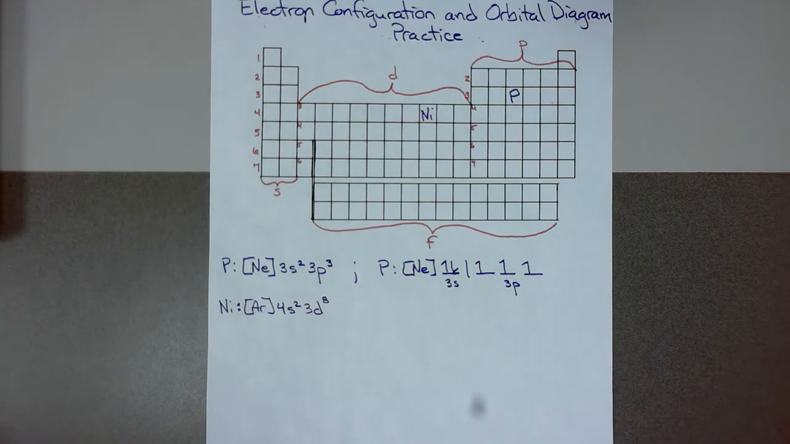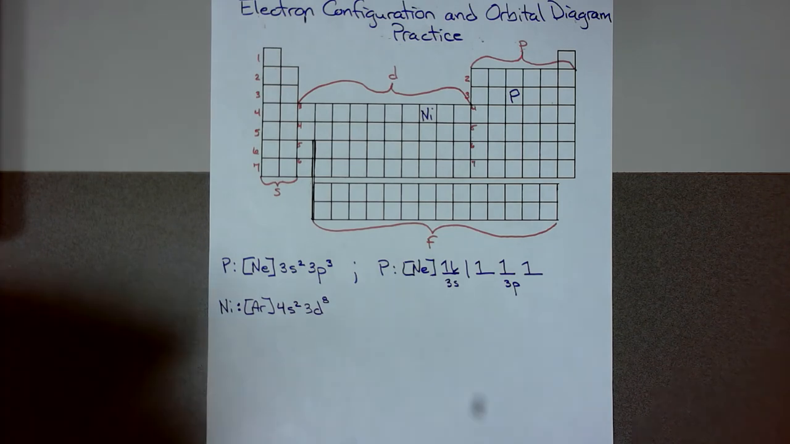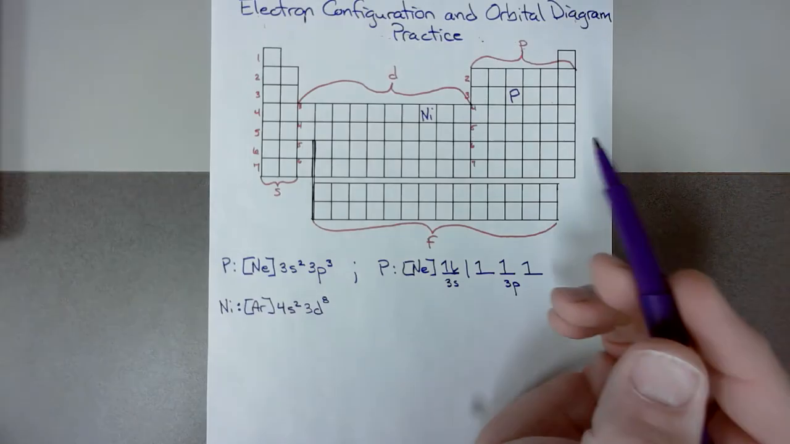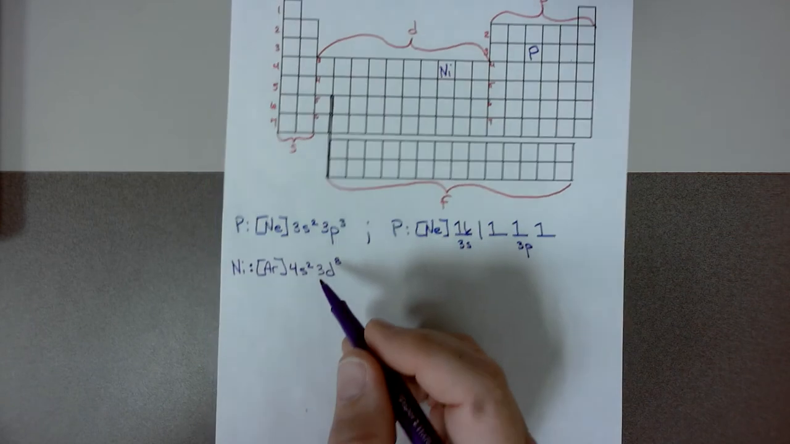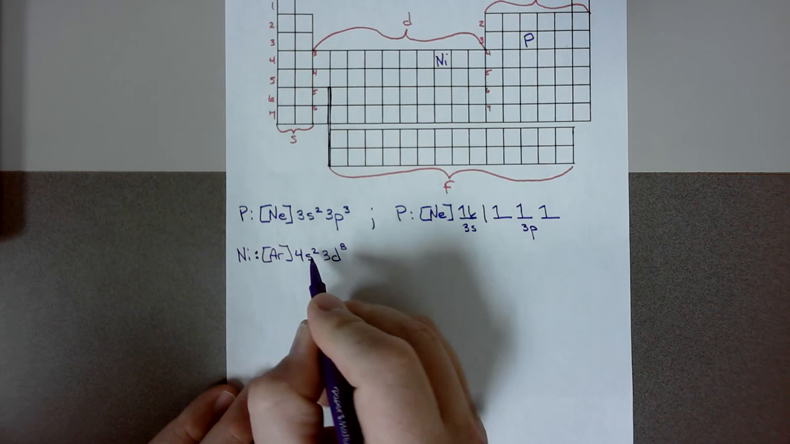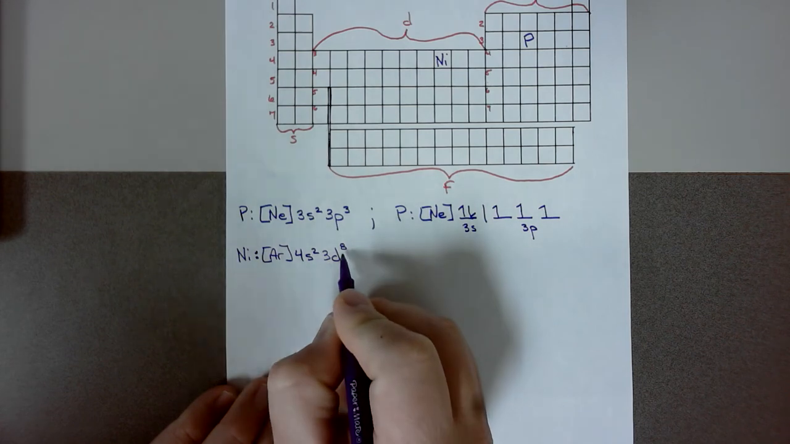Let me grab my periodic table. I should have had one ready, but I didn't. When we look here, nickel is number 28, and so I can count and make sure that I did this correctly, count the electrons. So I have 18 plus 2 is 20 plus 8 is 28 electrons.